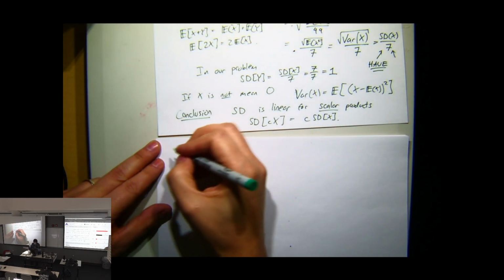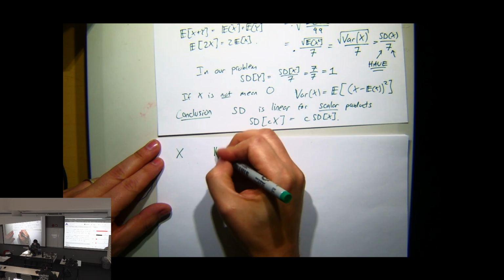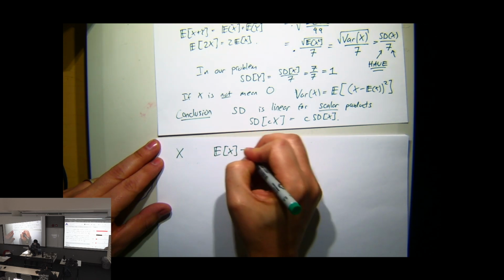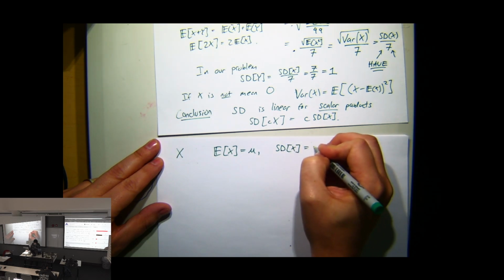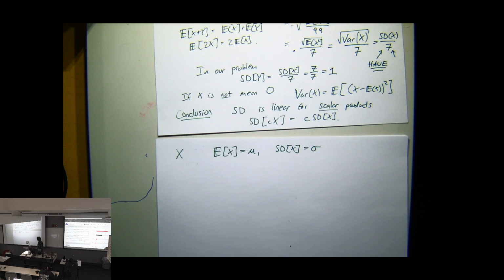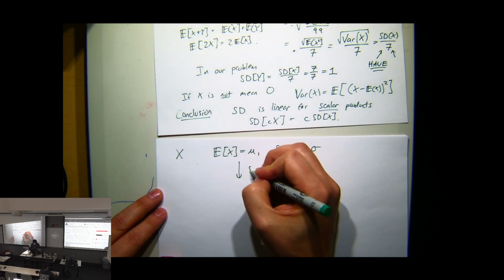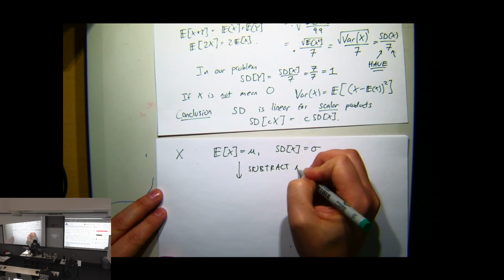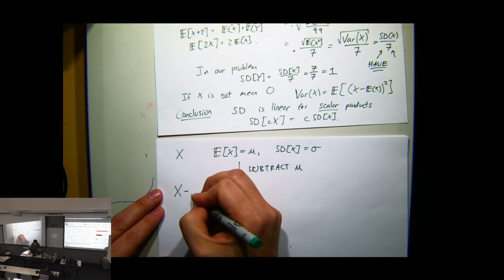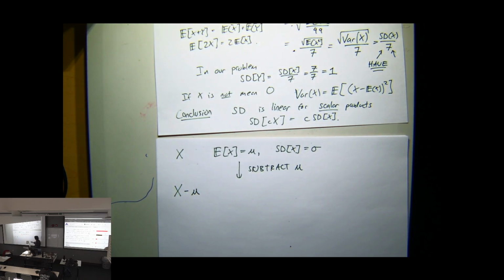So if you have x, and the mean of x is mu, and the standard deviation of x is sigma, okay? Let's see what happens to the mean and the standard deviation when we do the operation of subtract mu and divide by sigma. So first operation, I'm going to subtract mu. So this is the new random variable x minus mu. A good example would be what happens if mu equals 3. That's exactly what we just did.